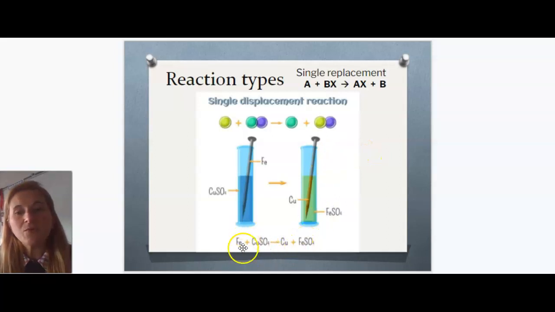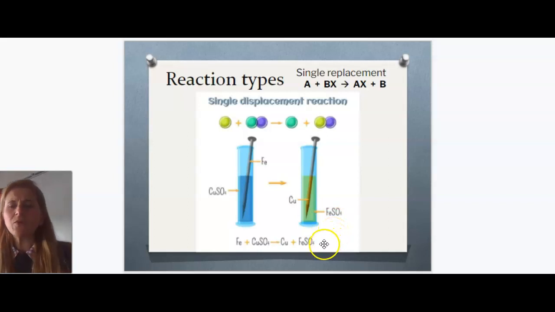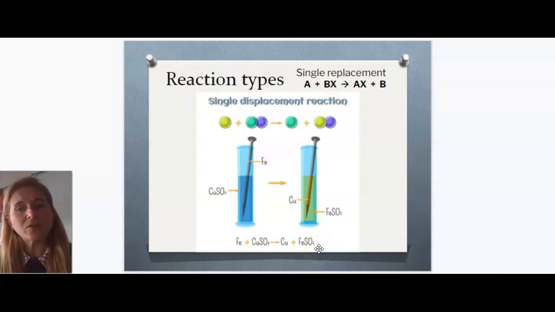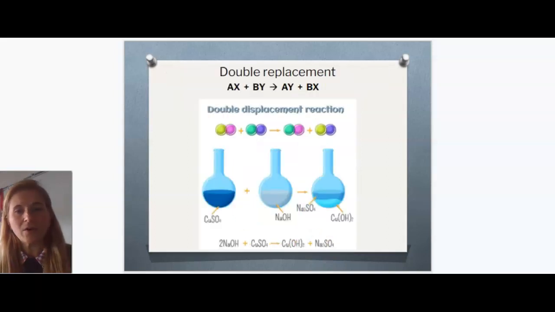So here we see when we take an iron nail and we put it in some copper 2 sulfate, we will end up with copper being replaced by the iron. And so copper will end up on the iron, and iron will leave the nail and go and be with the sulfate. And so we will end up with iron 2 sulfate. All right, let's take a look at our next type of reaction.